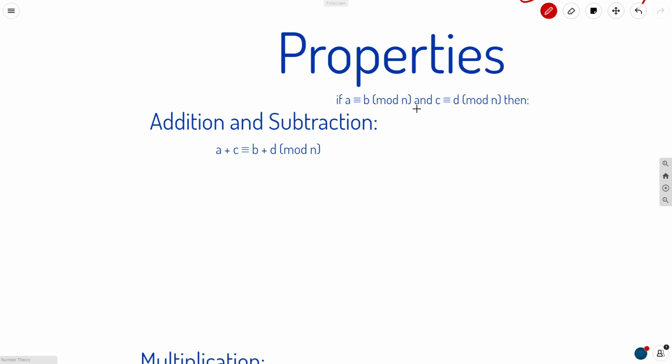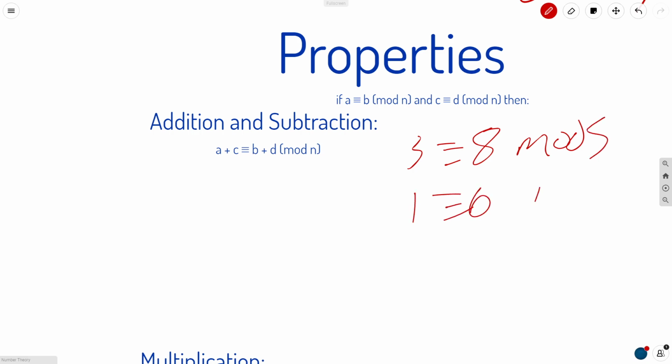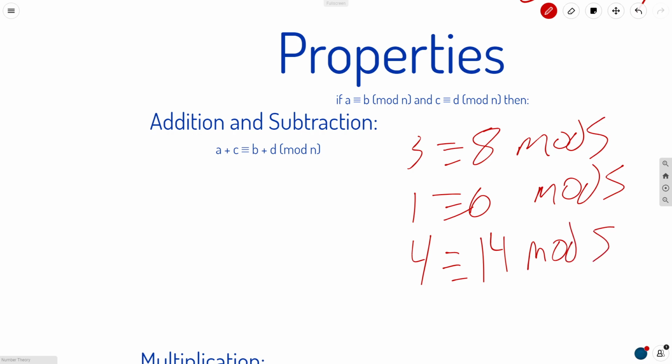And I'll provide an example here real quick. If we have 3 is equivalent to 8 mod 5, and we have 1 is equivalent to 6 mod 5, if we add these two statements together, we produce another equivalent statement. 4 is congruent to 14 mod 5. And to easily check this, just add 5 twice to 4 and you end up with 14.